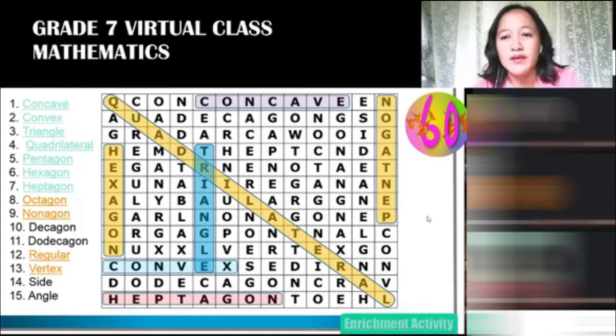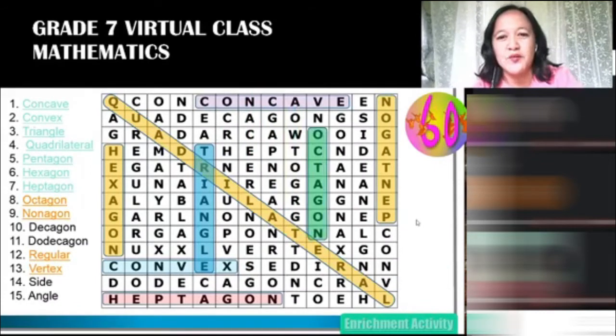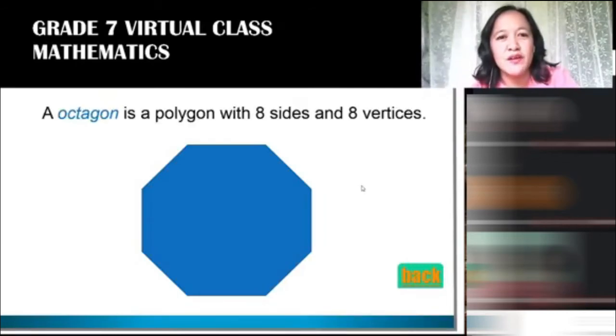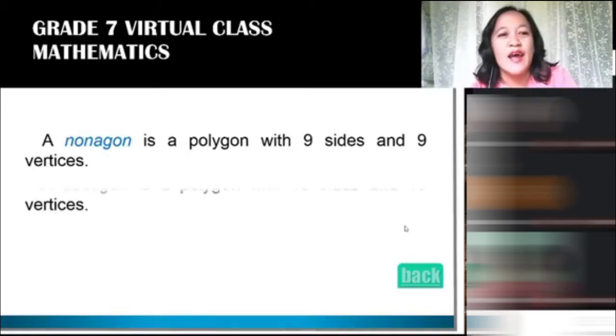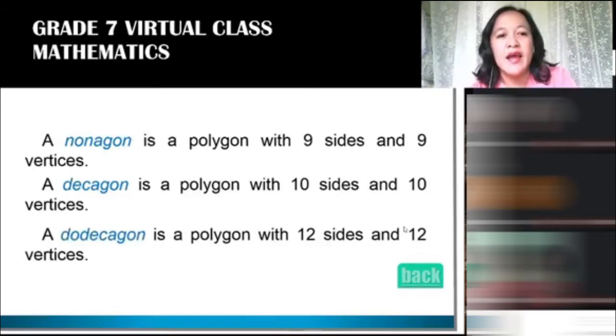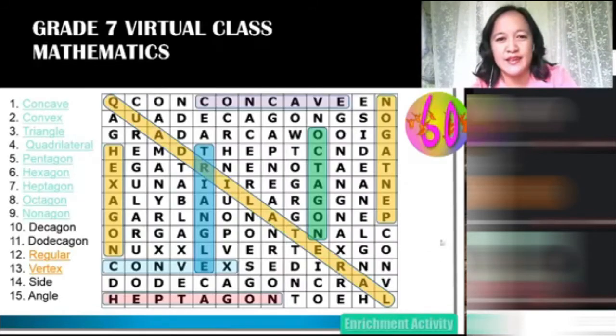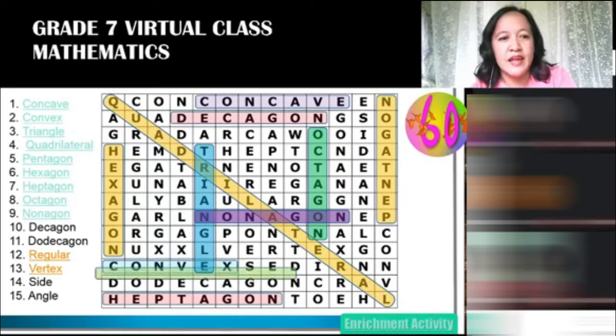What about the word octagon? Okay, nahanap nyo ba ang salitang octagon, my dear students? Okay, very good. Octagon. Sa tingin nyo, ilang sides meron ang octagon? 8. Very good. It has 8 sides. A nonagon has 9 sides. Decagon has 10 sides. And a dodecagon is a polygon with 12 sides and 12 vertices. Ayan. So, where are those words located in our puzzle? There we have decagon and then the dodecagon.